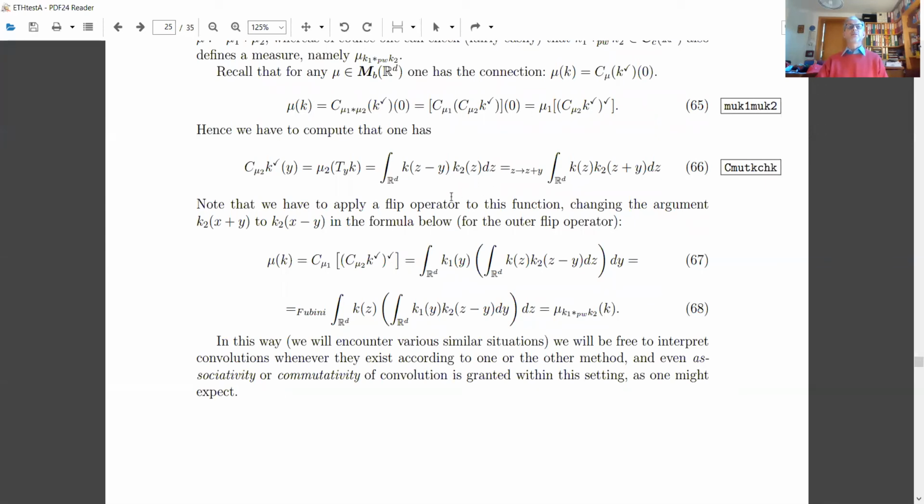Now, okay, yeah, now I see. 66 is an evaluation, which is more or less what we have just done, but with a flip operator. So maybe I redo it.